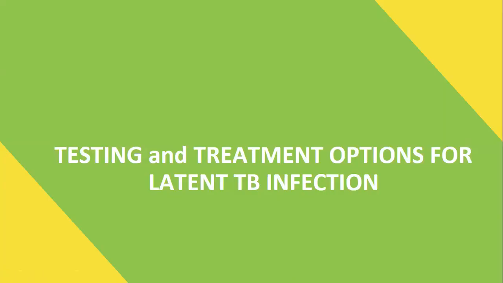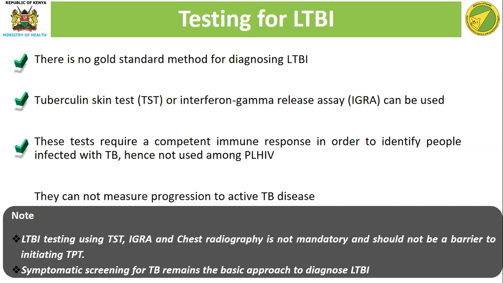Okay, so that is it for the eligible population. Briefly, I'll talk about the test options and the treatment options, and we will end there. For testing, there's no gold standard for diagnosing latent TB. However, TST and IGRA can be used. These tests require a competent immune response, so we cannot use them for children below 5 years and people living with HIV.